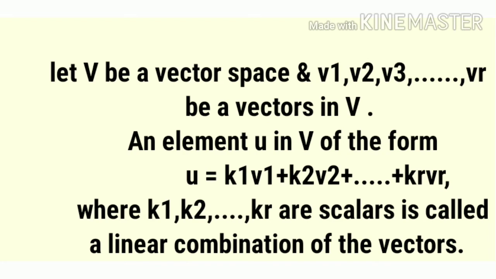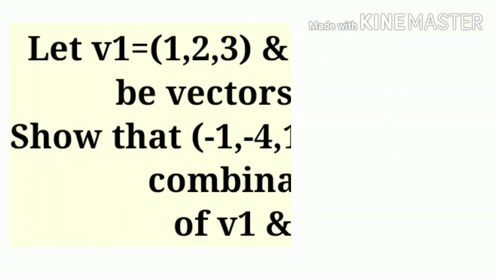An element u in V of the form vector u is equal to k1 v1 vector plus k2 v2 vector plus and so on plus kr vr vector, where k1, k2, and so on, kr are scalars, is called a linear combination of the vectors. Element u in V can be written in this form, that is, u is a linear combination of the vectors v1, v2, v3 and so on, vr.